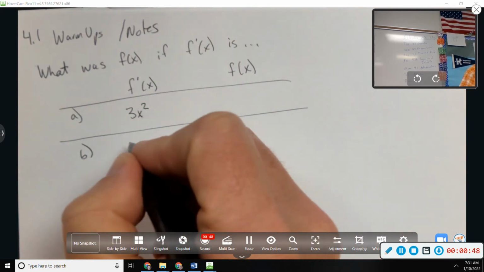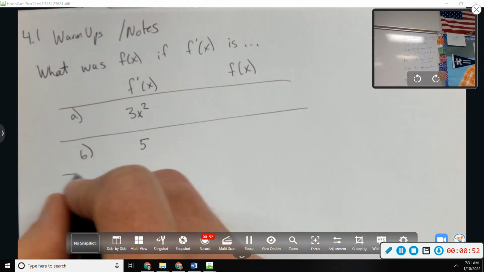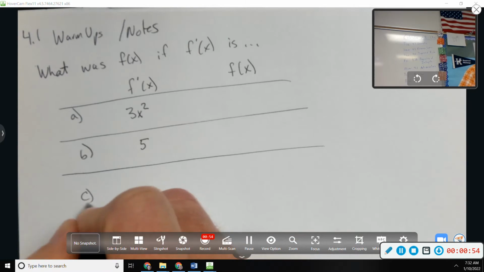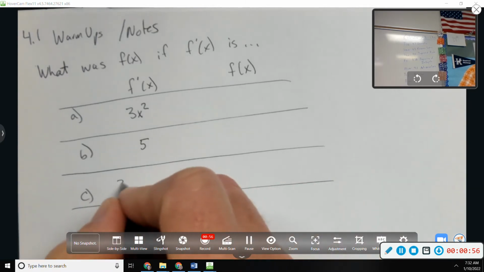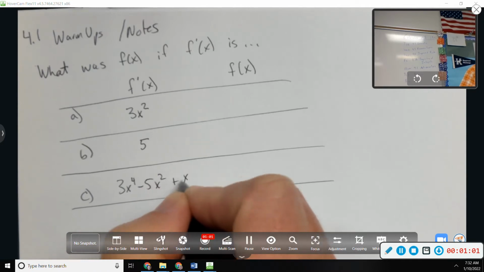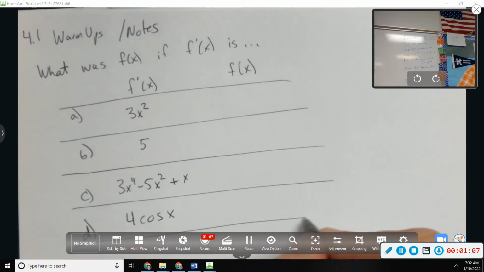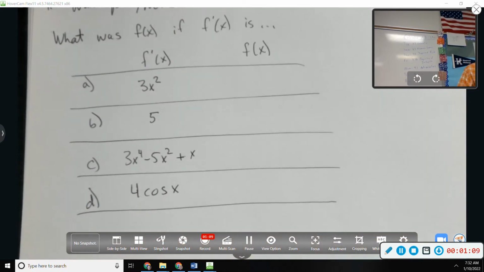So if f prime is 3x squared, if f prime is 5, f prime is 3x to the fourth minus 5x squared plus x, and if f prime is 4 cosine x. Now let's do the first one together, then I'll leave you a few minutes to work on the rest.